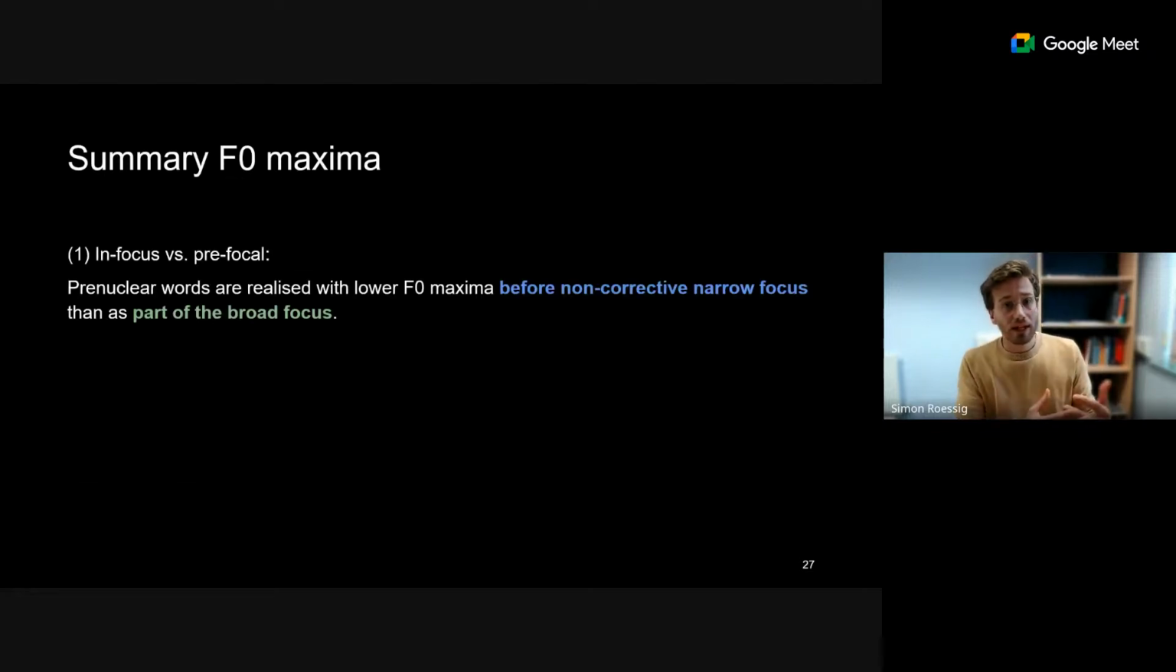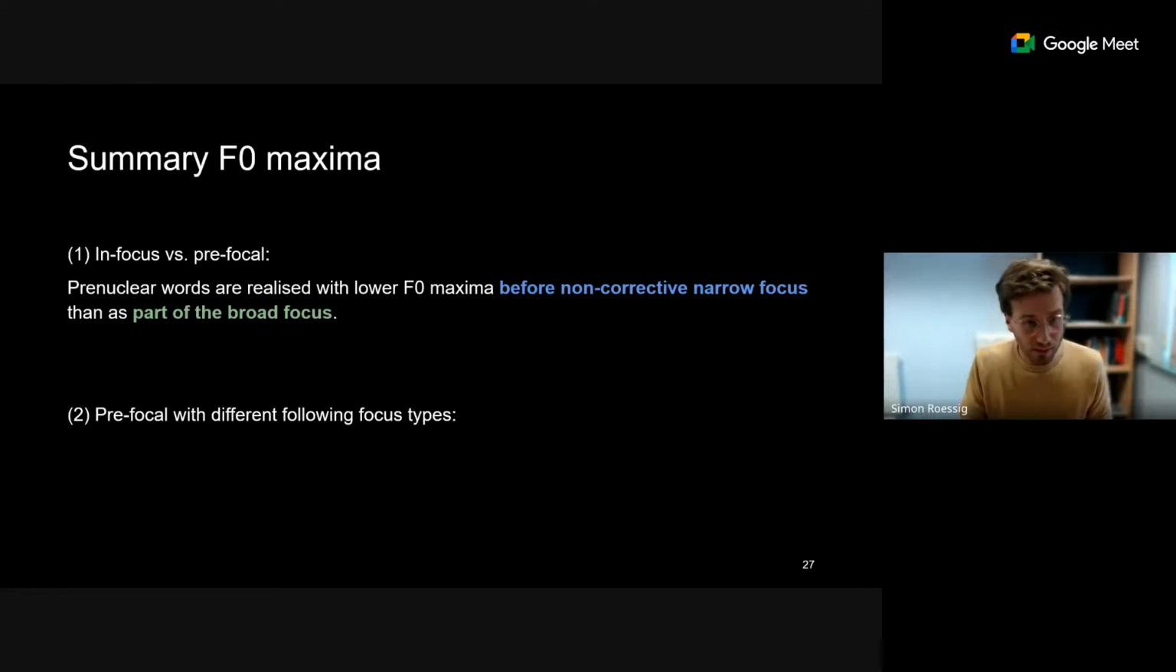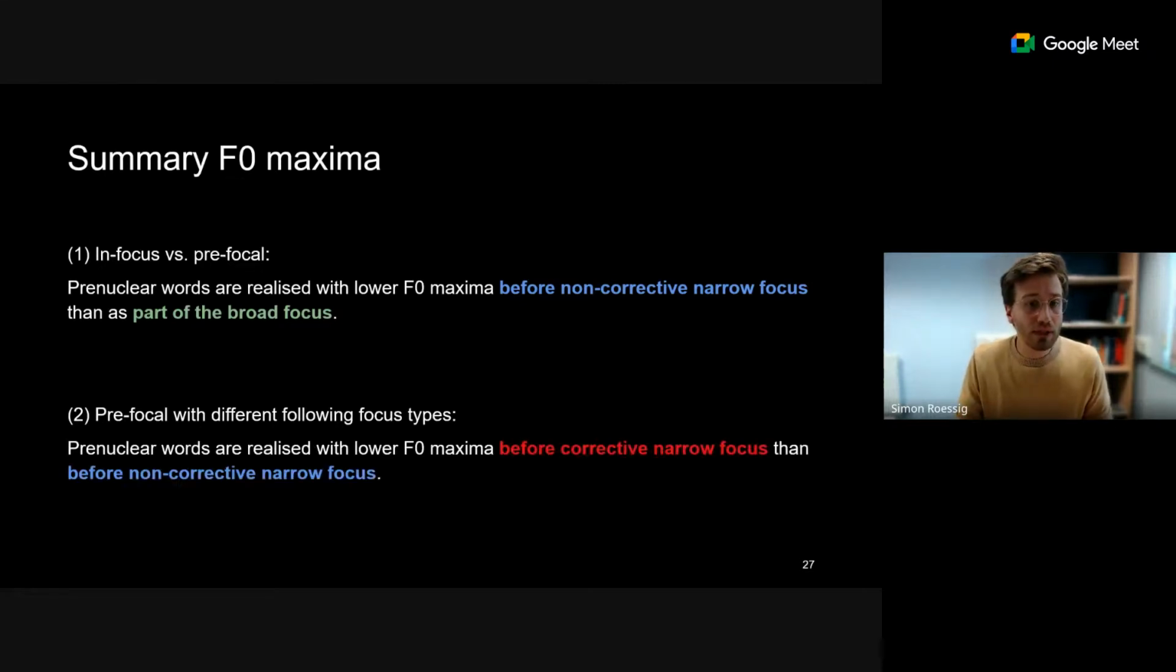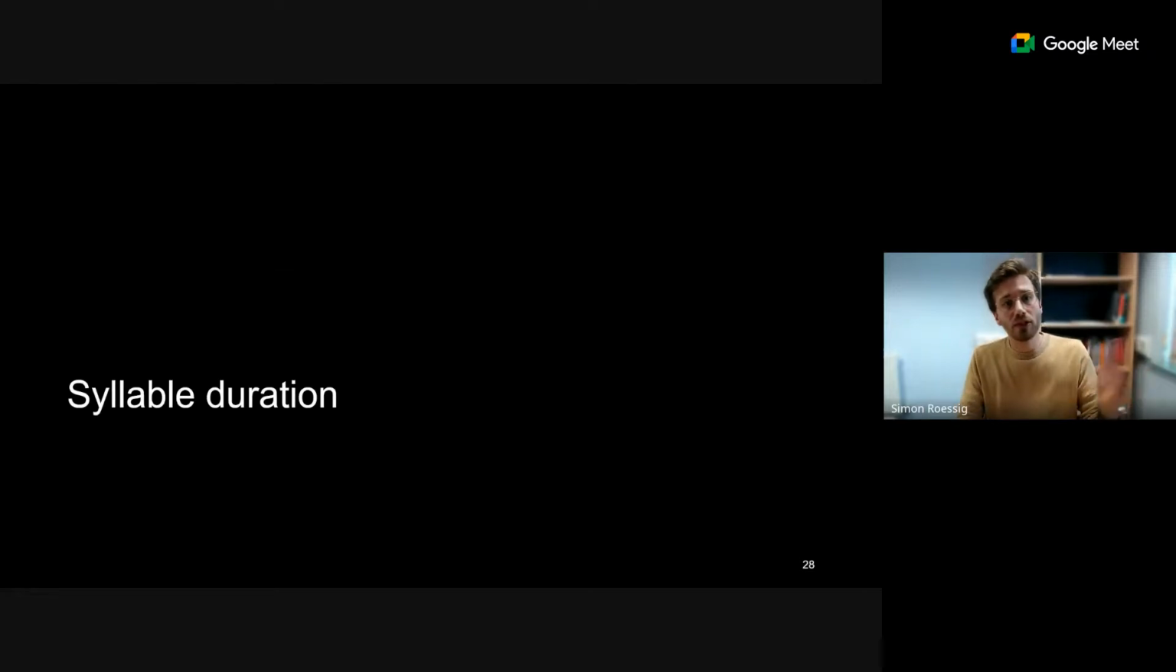Prenuclear words are realized with lower F0 maxima before non-corrective narrow focus than as part of a broad focus. And there's also an effect of the following focus type on the prenuclear domain. Prenuclear words are realized with lower F0 maxima before corrective narrow focus than before non-corrective narrow focus. Now we turn to the temporal domain, to the duration of the stressed syllable of our target words.